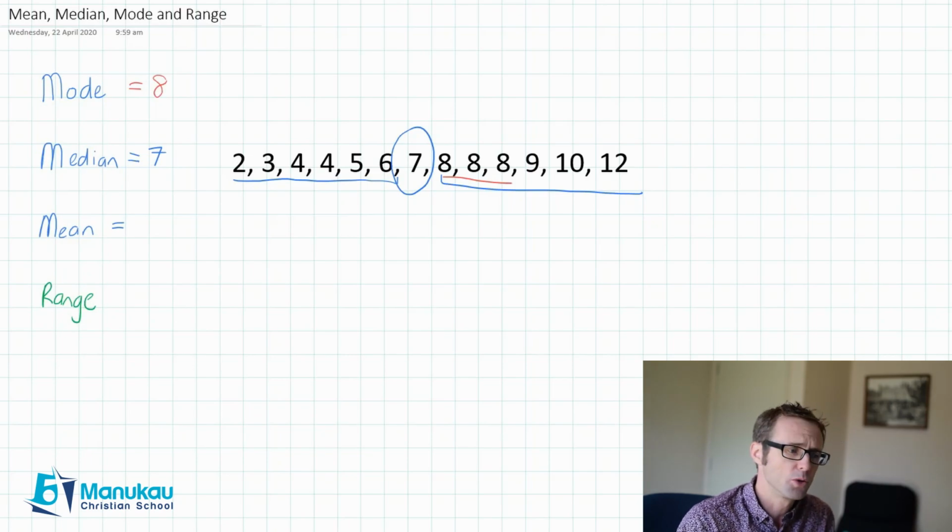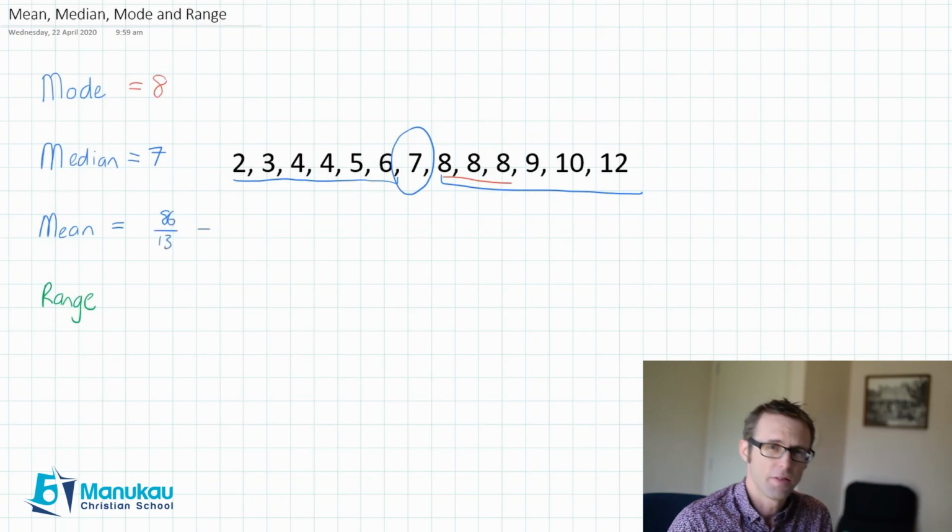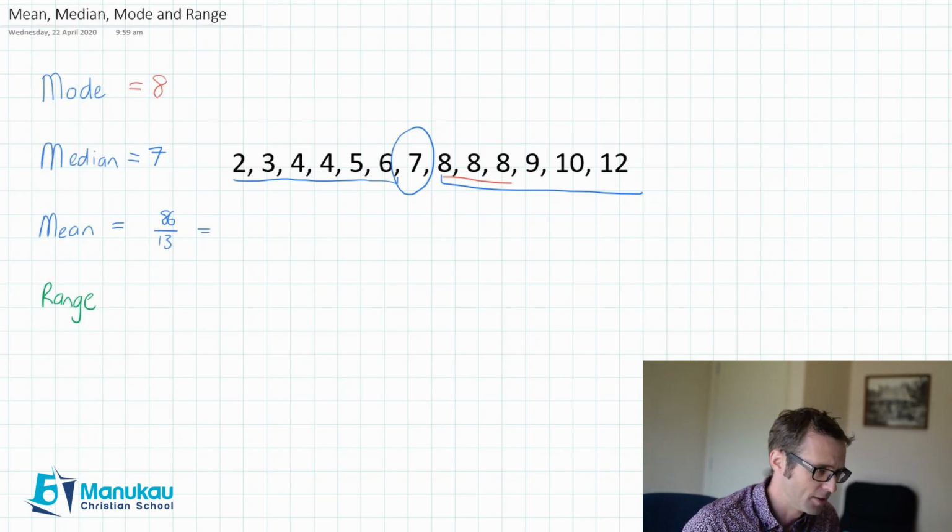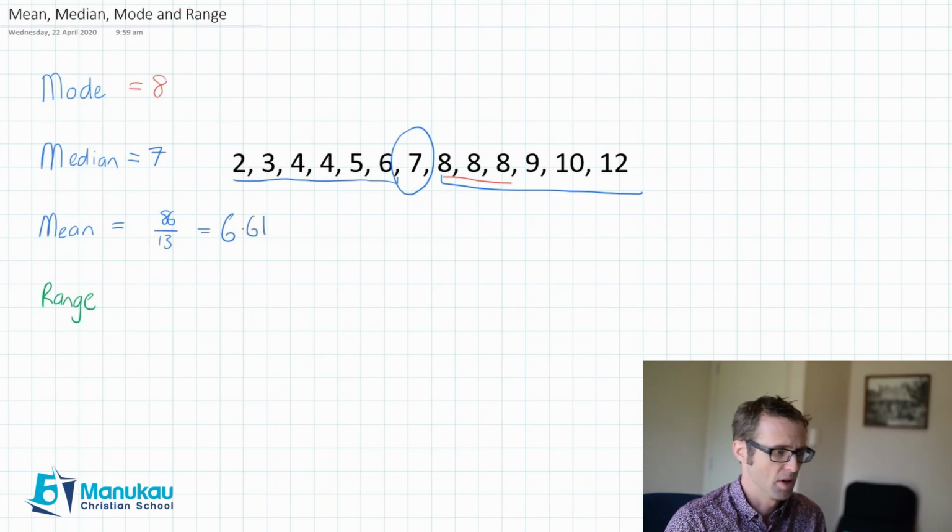Okay, so what we'll do is we'll just sum this together. So we have 86. So the mean in this case is going to be 86 divided by 13. Now that will equal 6.61, or 6.62 to 2 decimal places. Now I just want to show you what would happen if we change this to 120.